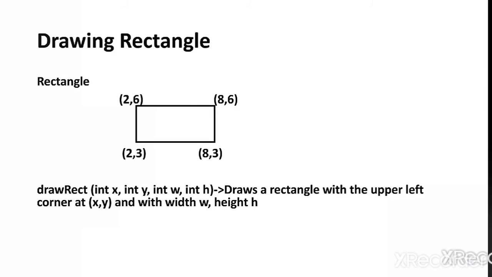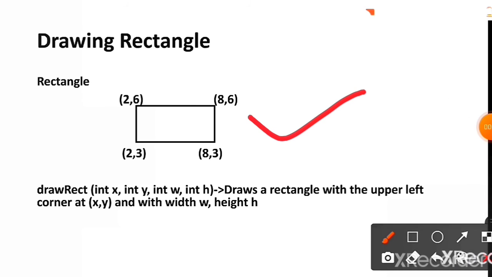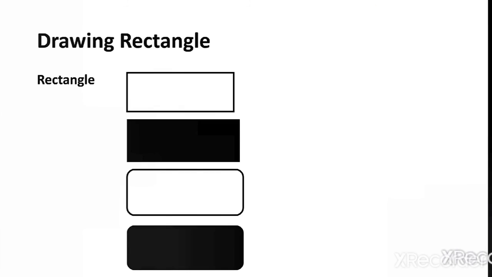Remember that the drawRect method draws only the outline of the rectangle, that is a rectangle of this form. Suppose you want a rectangle of a different type, then the Graphics class supports different types of rectangle methods. You can call those methods to draw rectangles of different types. Let us see what the different types of rectangle are that you can draw using the Graphics class methods.